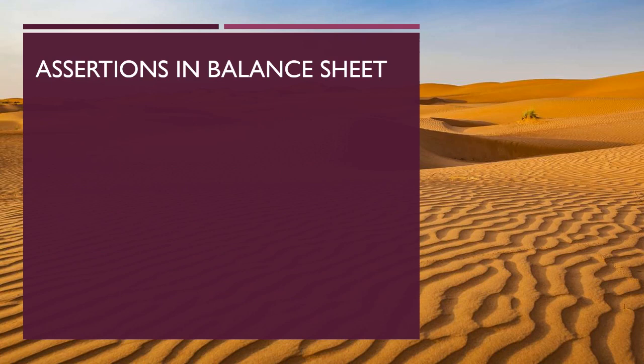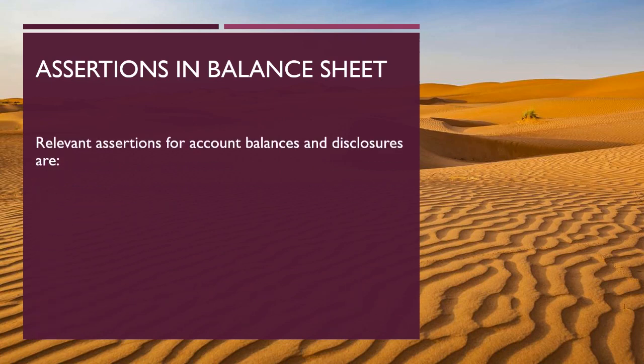Assertions in balance sheet. There are relevant assertions for account balances and disclosures. There are a total of 6 assertions. Existence: do the assets, liabilities, and equity of the entity exist? For example, entities can send confirmations to customers to confirm the amount owed.